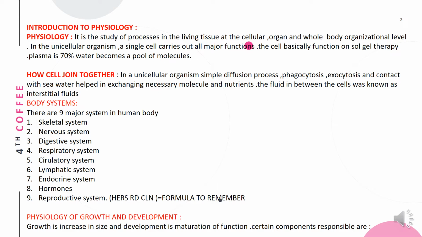Body systems. There are 9 major systems in the body: skeletal, nervous, digestive, respiratory, circulatory, lymphatic, endocrine, hormones, and reproductive system. HERS are the clean. CLN is the formula to remember.